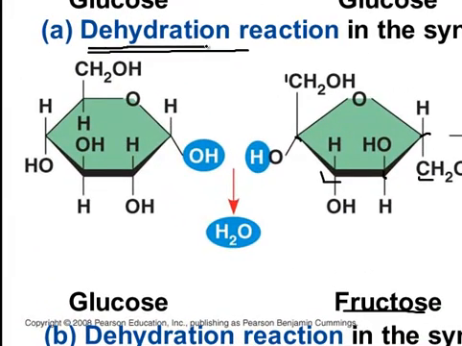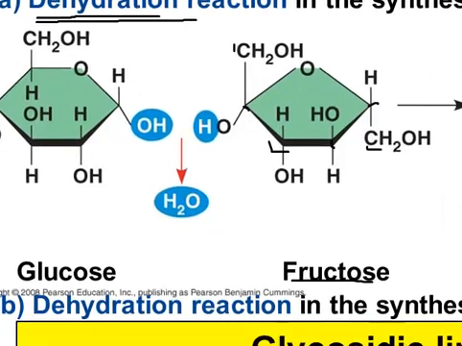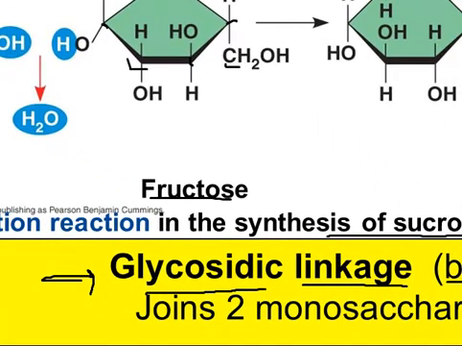Dehydration. And the bond that forms is a glycosidic bond. You make a disaccharide maltose by joining 2 monomers of glucose, or a glucose monomer and a second monomer of fructose.